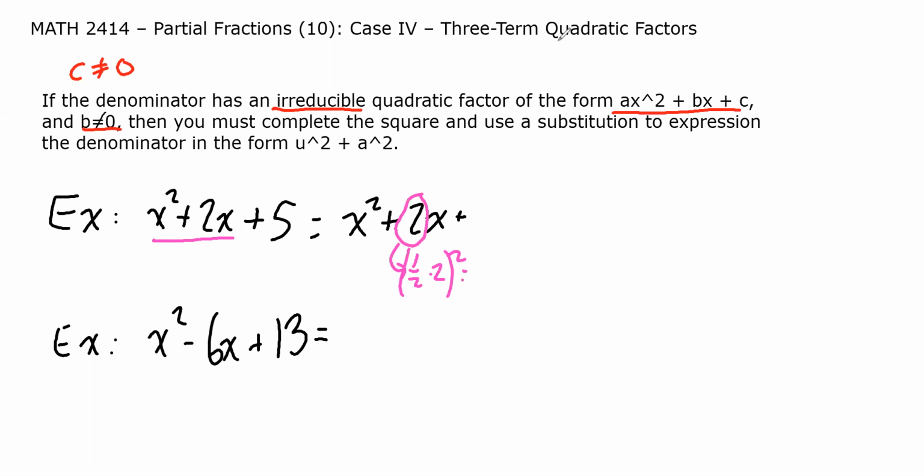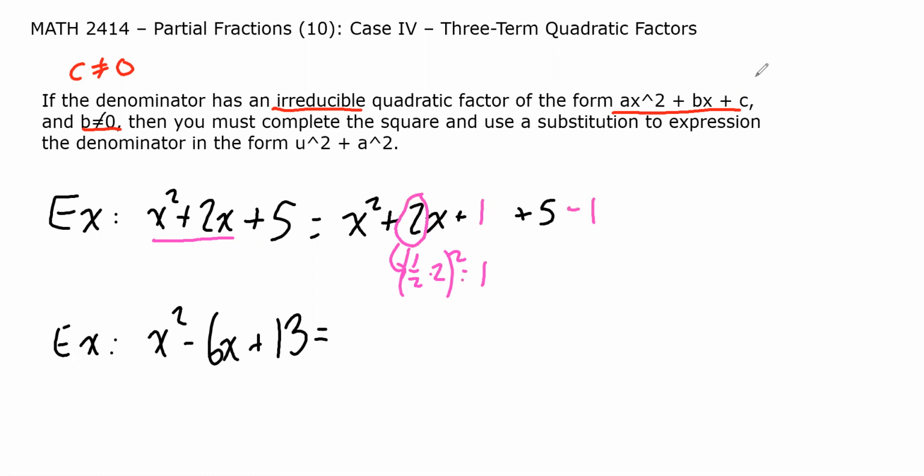Well, half of 2 is 1, and 1 squared is 1. So we need to add 1 to our expression. That's the number we want to complete the square. However, we have to keep this expression balanced, and to balance a plus 1, we use a minus 1.